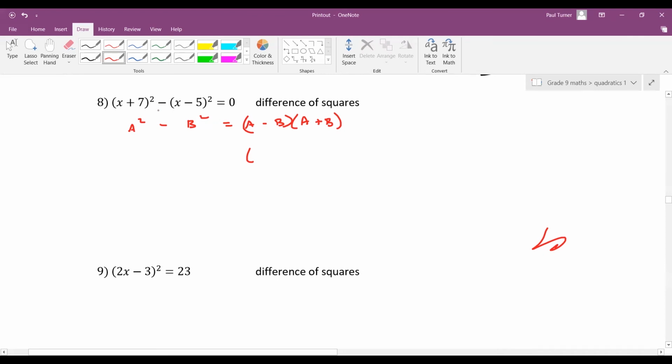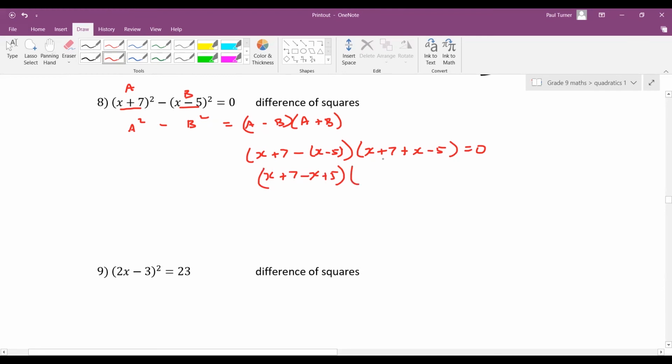All right. So a minus b, this is a, and this is b here. So you go to x plus 7 minus x minus 5, x plus 7 plus x minus 5, equals 0. So you're going to get x plus 7 minus x plus 5 here. And then you're going to get x plus x, which is 2x. 7 minus 5 is 2, equals 0.